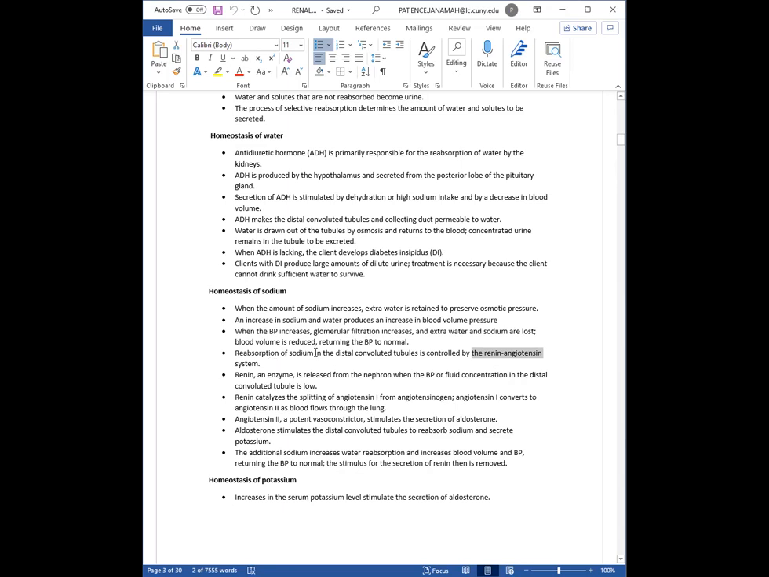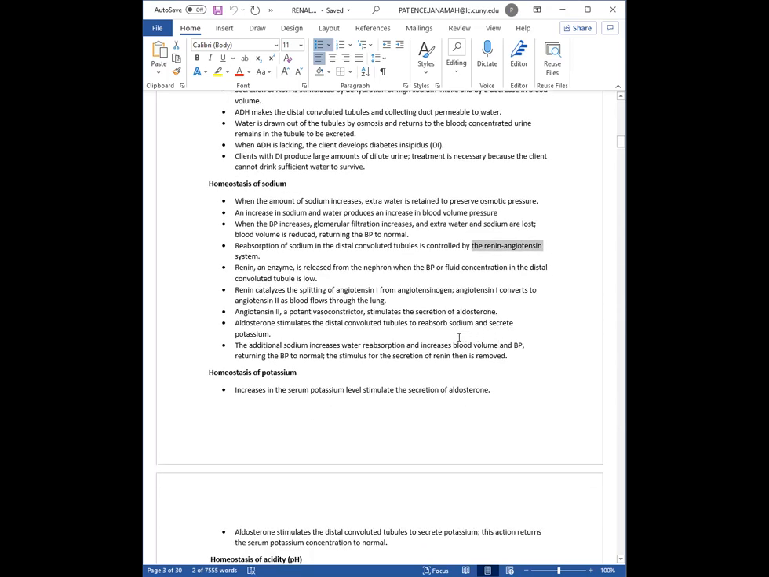So there will be reabsorption of sodium in the distal convoluted tubules. This reabsorption is controlled by the renin enzyme that helps to regulate the blood pressure. So renin is a catalyst, and it catalyzes the splitting of angiotensin 1 from angiotensinogen.